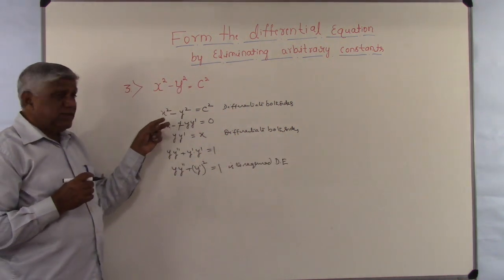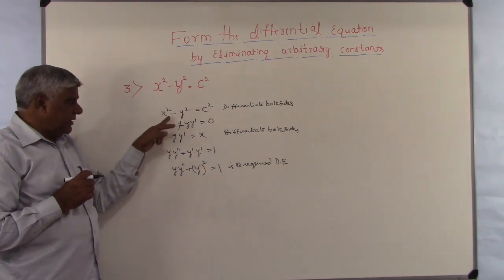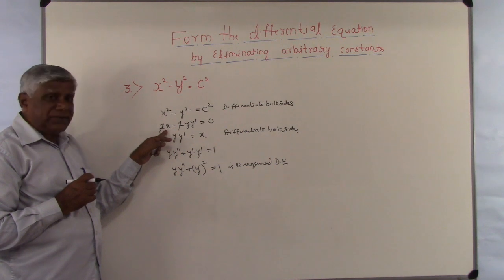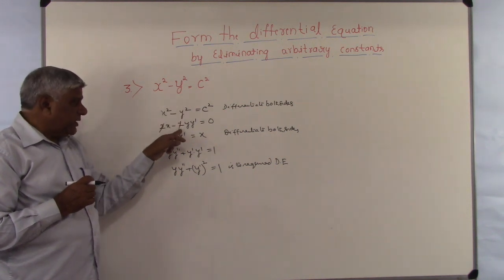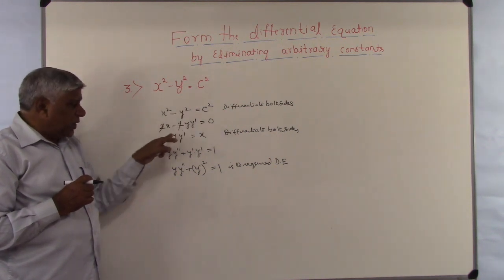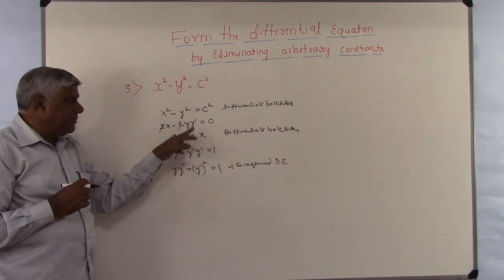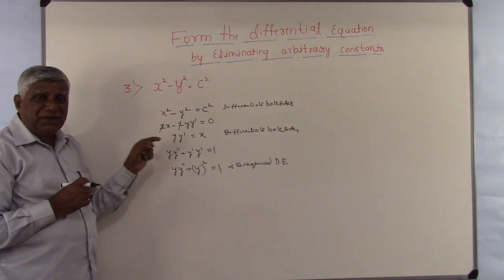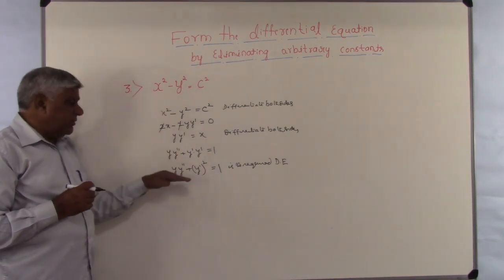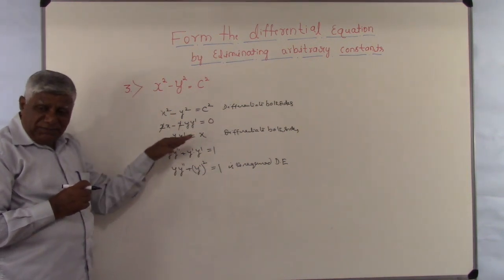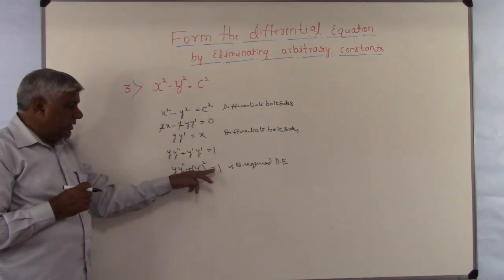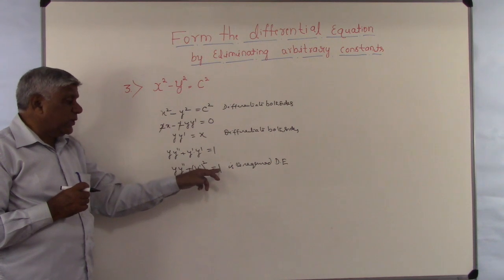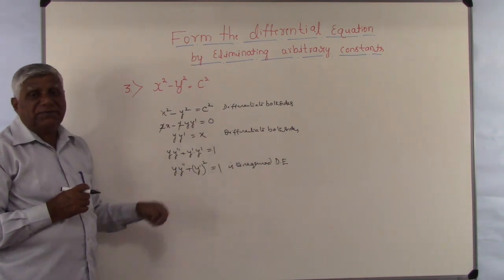Here, what is that we have observed? It is a very simple problem. You can see, differentiation of x square is 2x. Differentiation of y square is 2y y dash is equal to 0. You can leave it at this stage itself because there are no arbitrary constants. But still we can do the problem in further steps also, so that we get y y double dash plus y dash whole square is equal to 1, which is the required differential equation.